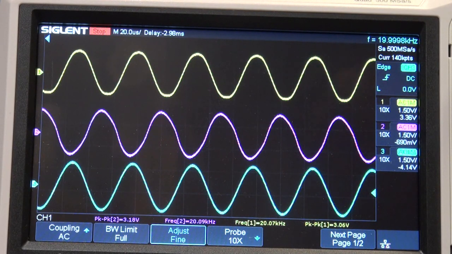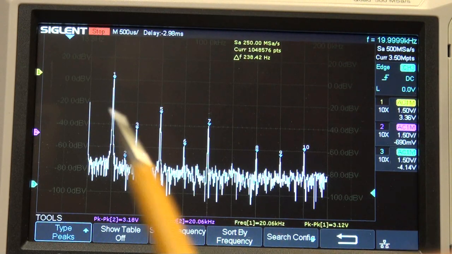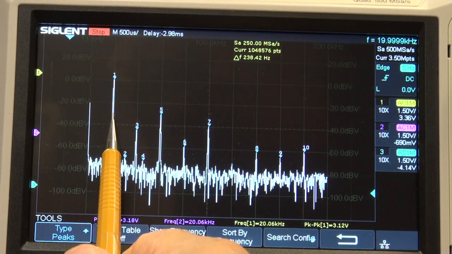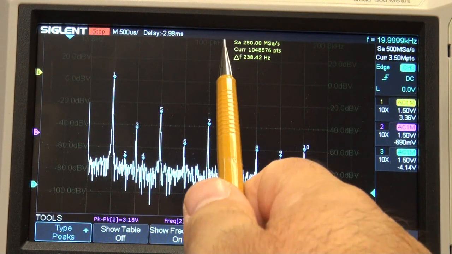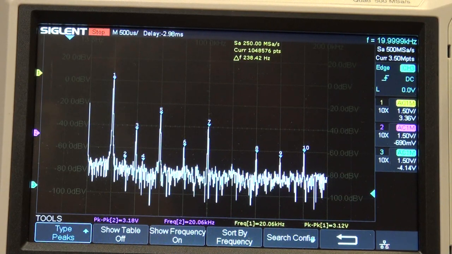Okie doke. So next we'll look at the fast Fourier transform windows of all these three signals and see how they compare. So what we have here is the fast Fourier transform spectrum of the output of the XR2206. The fundamental frequency is set at 20 kilohertz right there. The center point is 100 kilohertz, so each division is 20 kilohertz. And we can see that there is some harmonic distortion.